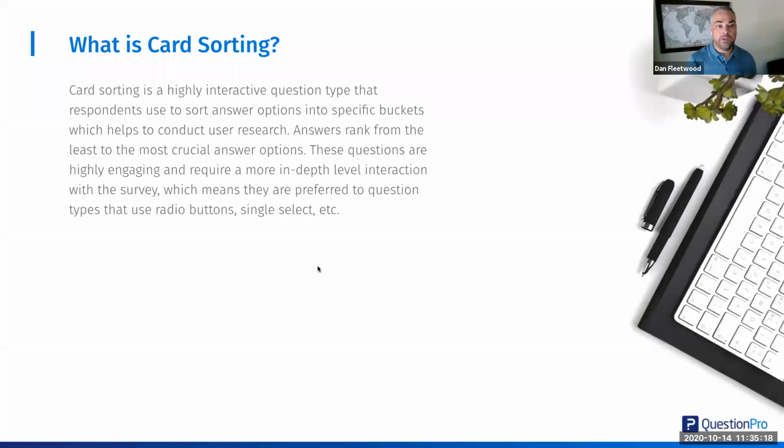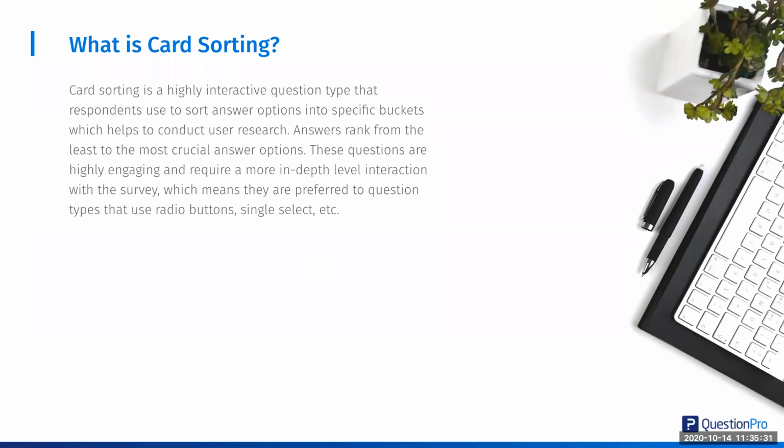So card sorting. What is card sorting? It's an interactive question type that respondents can use to sort answer options into different buckets to categorize those responses. So then the answers rank from least to most crucial answer options. The questions are highly engaging, require more in-depth level of interaction because users are actually clicking on a particular answer option and then dragging it to a category that you either have predefined or undefined if you want to have the users categorize that. Typically, you have those categorizations that you do ahead of time, and then you want people to drag the answer options there.